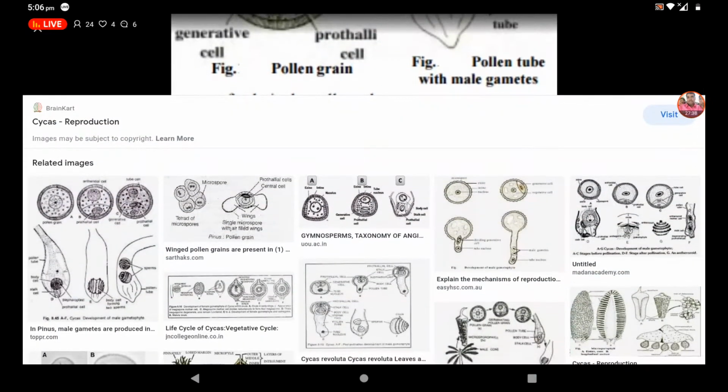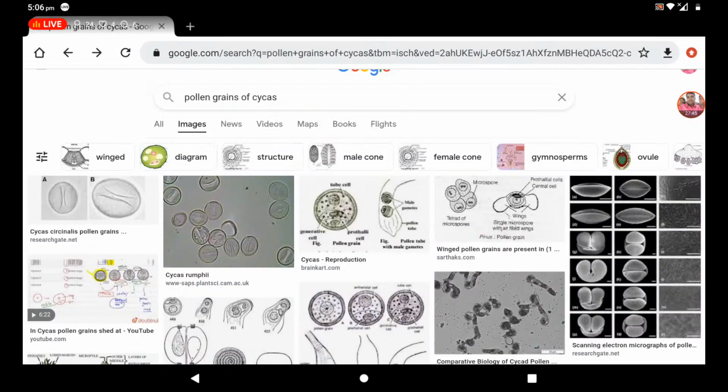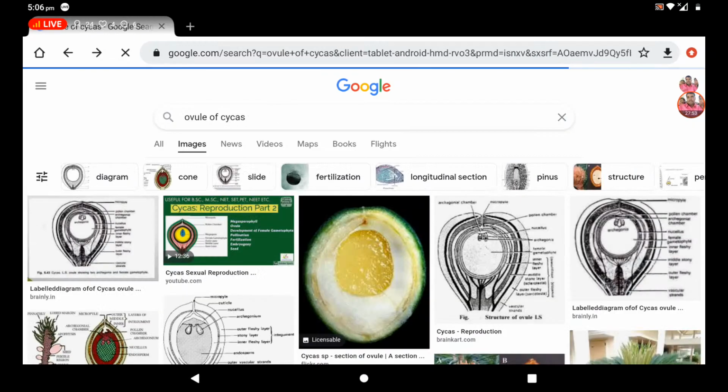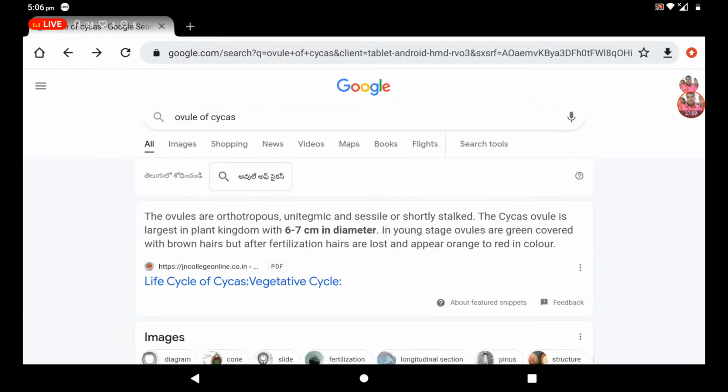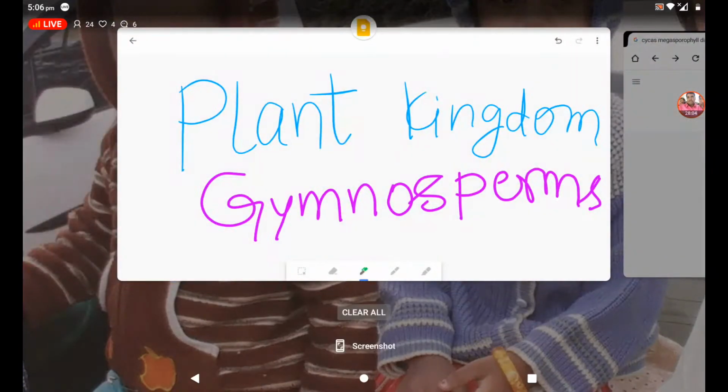So the male gametophyte is a pollen grain. The male gametophyte of angiosperms is also a pollen grain. In gymnosperms the female gametophyte is in the megasporangium, and we find all the structures there. But in angiosperms, the megasporangium consists of an embryo sac as the female gametophyte.